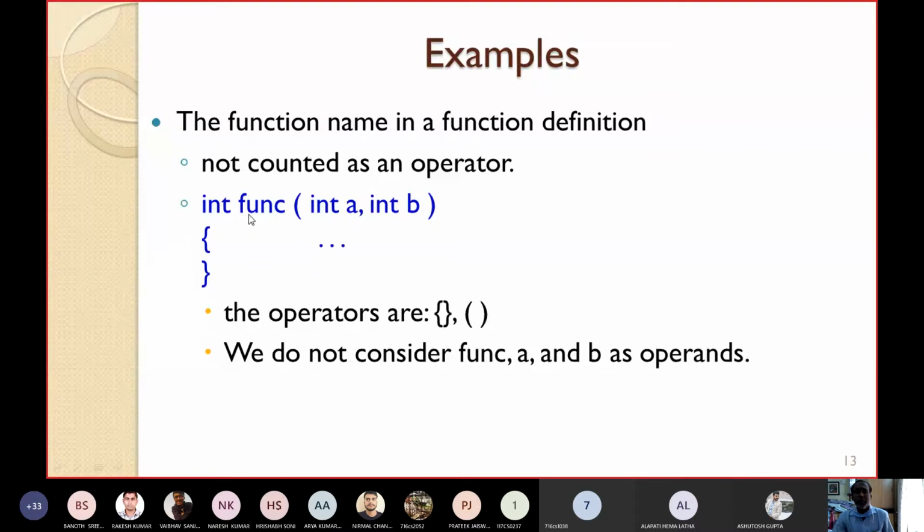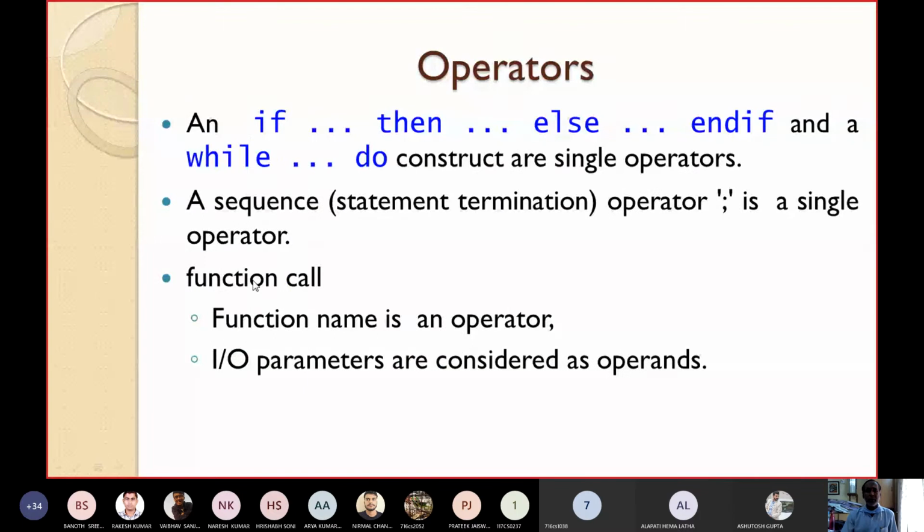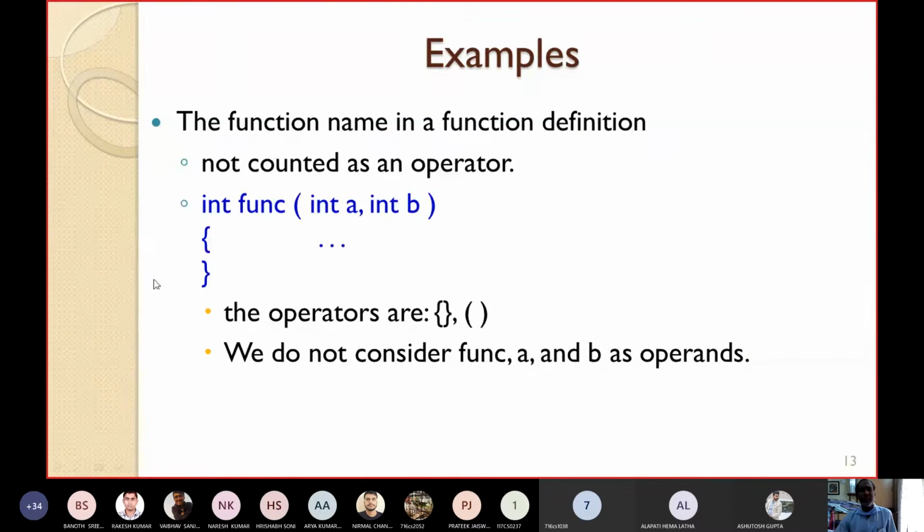So if you are making a definition like this, then it is not deprecated, but here the function name is func. So func is not what I have told you earlier. See, in a function call, the function name is an operator and the I/O parameters are treated as operands. So in this case, this is a function definition.